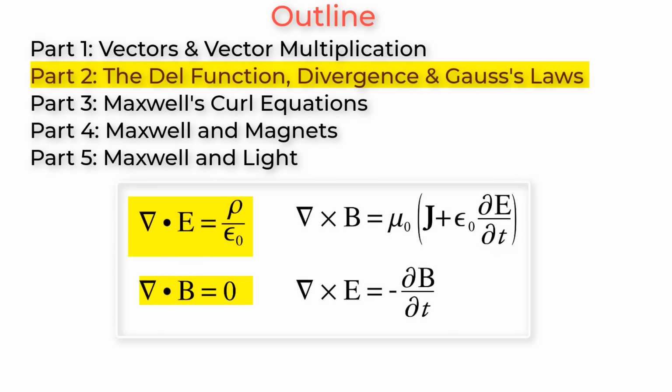He needed to take the derivative of vectors. For this, he really could have used something that I call the del function, because it has both derivatives and a direction. Which brings me to part 2, the del function, divergence, and Gauss's law.